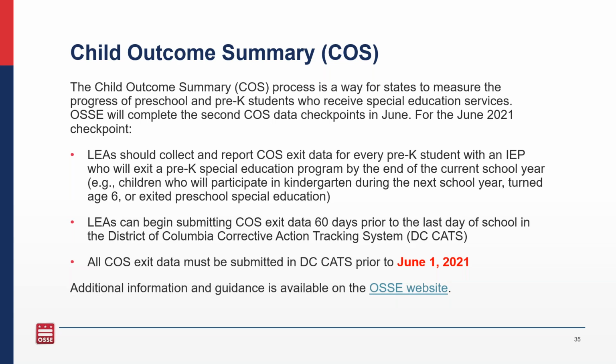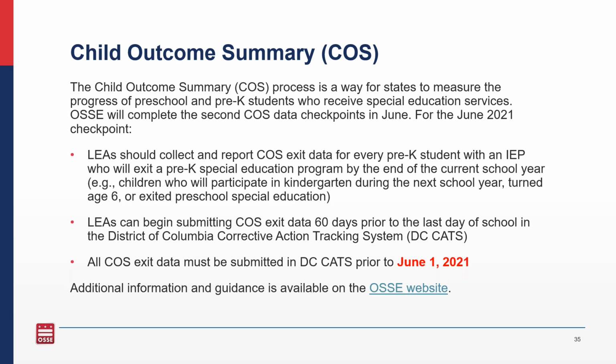Keeping that in mind, if that child will be transferring into a different DC charter school or DCPS, you would leave that record open in DC CATS. However, if that student is moving out of state, or the parent has decided to keep the child at home, or the child is going to a private school, you would close that record in DC CATS. So you would submit exit scores.